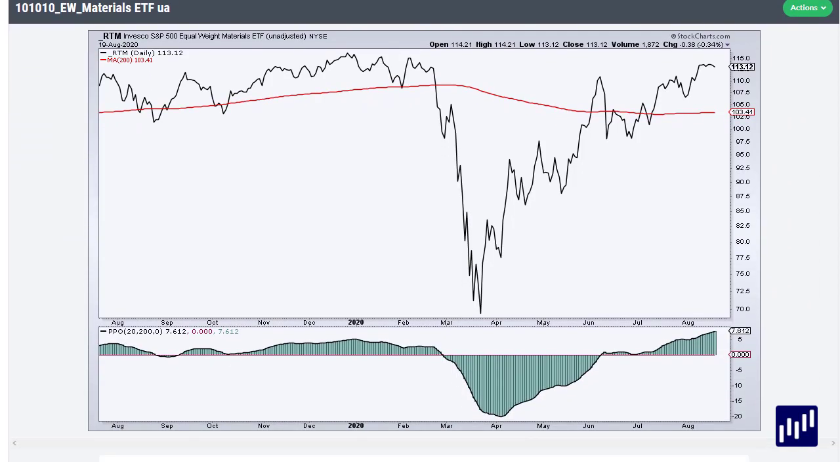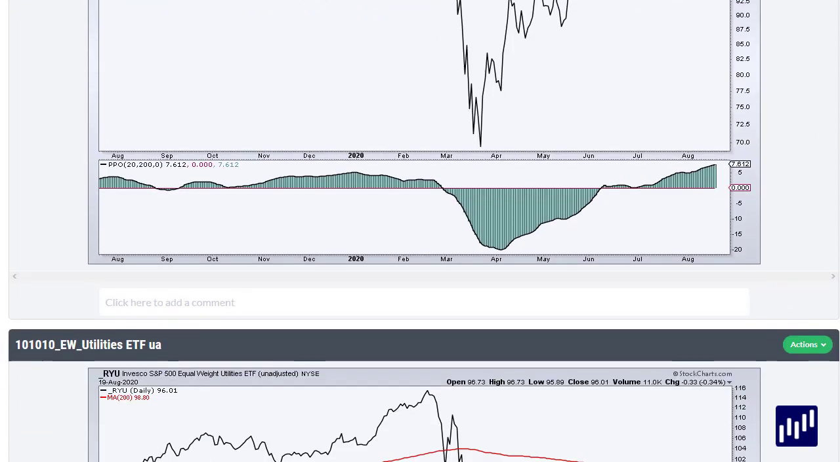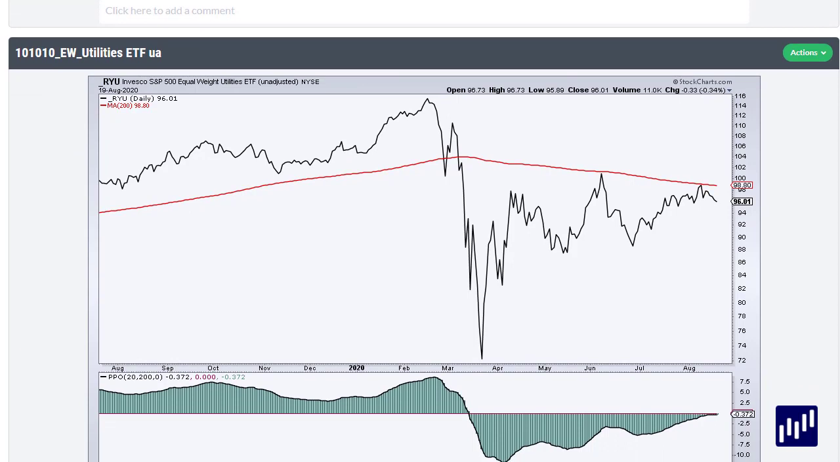Then we look at materials. It's doing okay. It's near the June high, near the February high, and it has cleared the June high. And then we look at utilities. Utilities are underperforming. All right, there's that February high, not even close. There's that June high, and we're failing at the 200-day moving average. So utilities are seriously lagging.